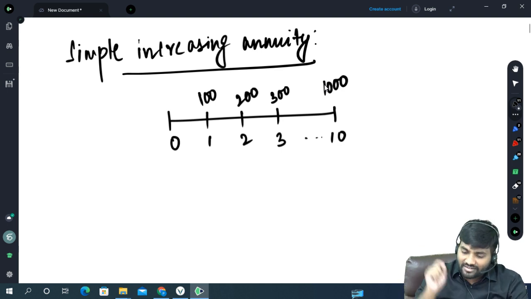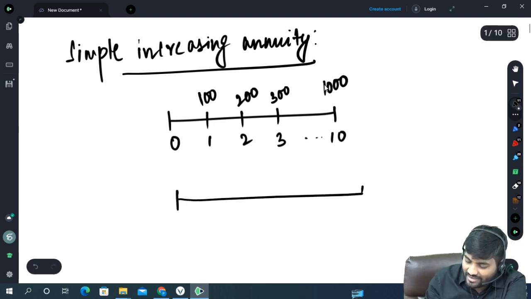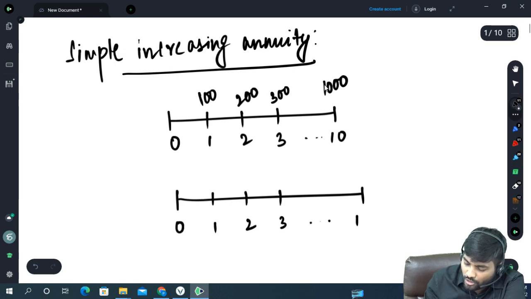Okay, we will rewrite it like this. 0, 1, 2, 3, dot, dot, dot, up to 10.